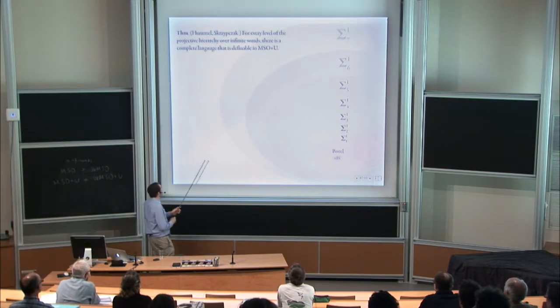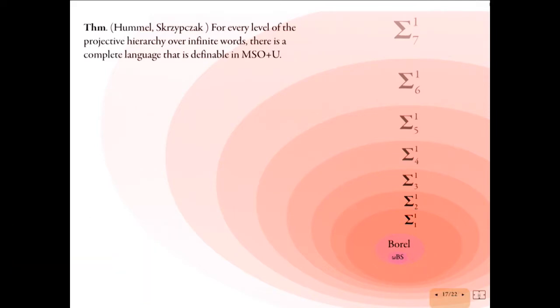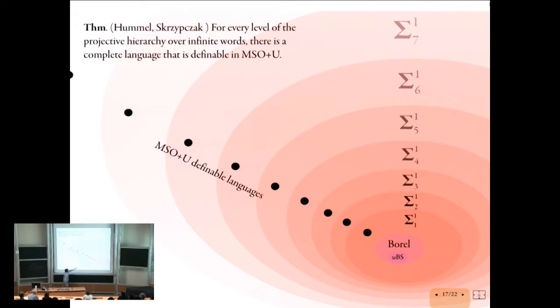And then what Stefan Hummel and Michał Skrzypczak proved is that for every level of the projective hierarchy, you can define an MSO+U language of infinite words which is complete. So that means you have MSO+U definable languages of infinite words which go arbitrarily high in this projective hierarchy, way beyond omega BS.